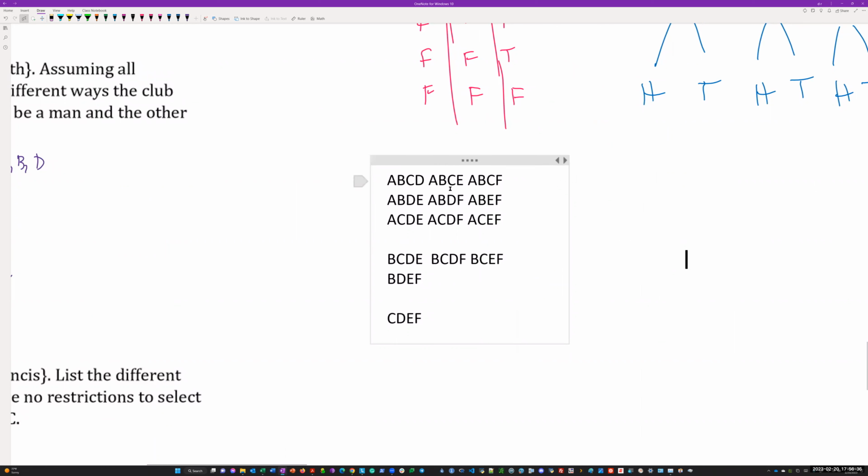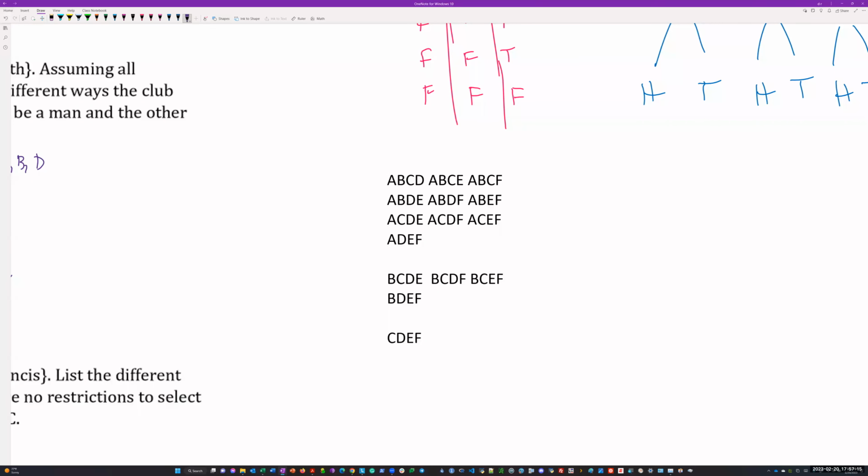A, B, C, D, A, B, C, E, A, B, C, F. That's right. A, B, D, E, A, B, D, F, A, B, E, F. Okay. A, C, D, E, A, C, D, F. Good. A, C, E, F. I forgot A, D something. Yeah. A, D, E, F. I forgot that one. All right. 15. Does that make sense? Does that make sense? Now, again, this drives me insane though.